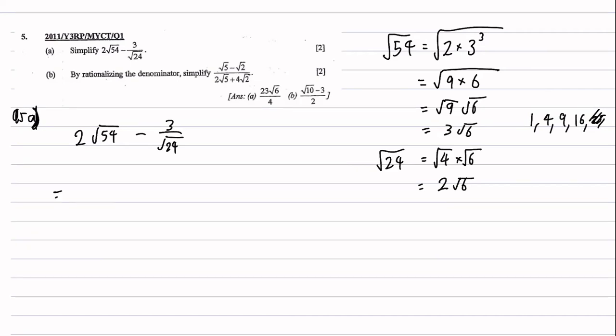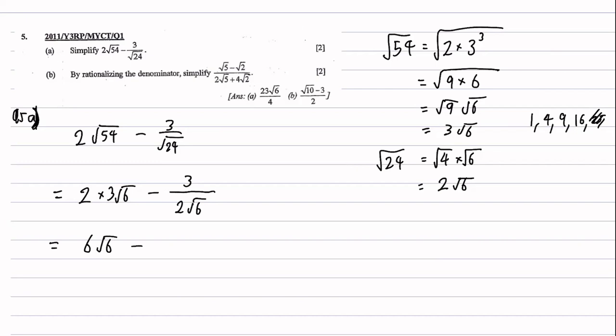Then now we can simplify. 2 times square root 54, we already figured out is 3 root 6. If you're faster, you can multiply 2 and 3 straight away. I'm a bit slow, I am scared I make careless mistakes, so I don't do it. Then square root 24 is 2 root 6, so I write it down. 2 times 3 is 6, so 6 root 6, minus away 3 over 2 root 6.